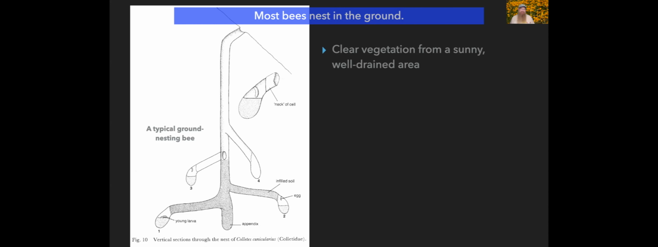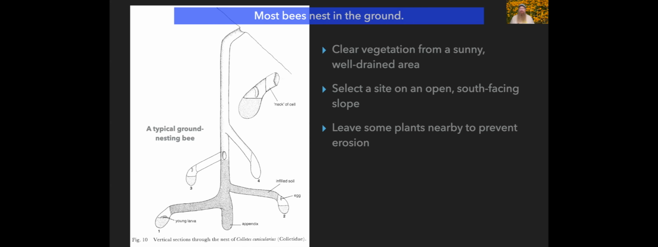So to get these, you want to clear vegetation from a sunny, well-drained area. All right, so if it's sunny, not a lot of water, it just doesn't stand there. You want to have a little bit of plants gone from there. You want to select a site on an open south-facing slope because south gets the most sun. They want that nice warm sun. Leave some plants nearby to prevent erosion. You don't want to take all the plants out and then water comes through and erodes it all. So some plants need to be there.